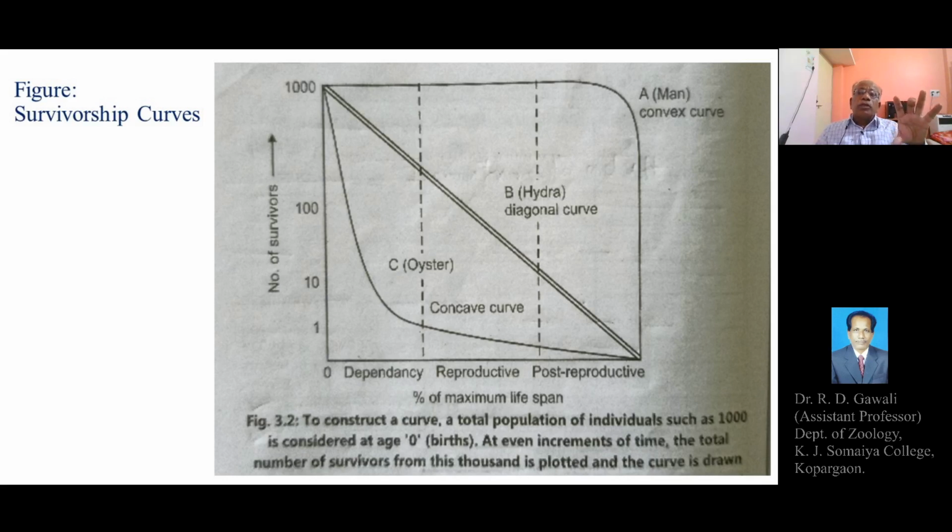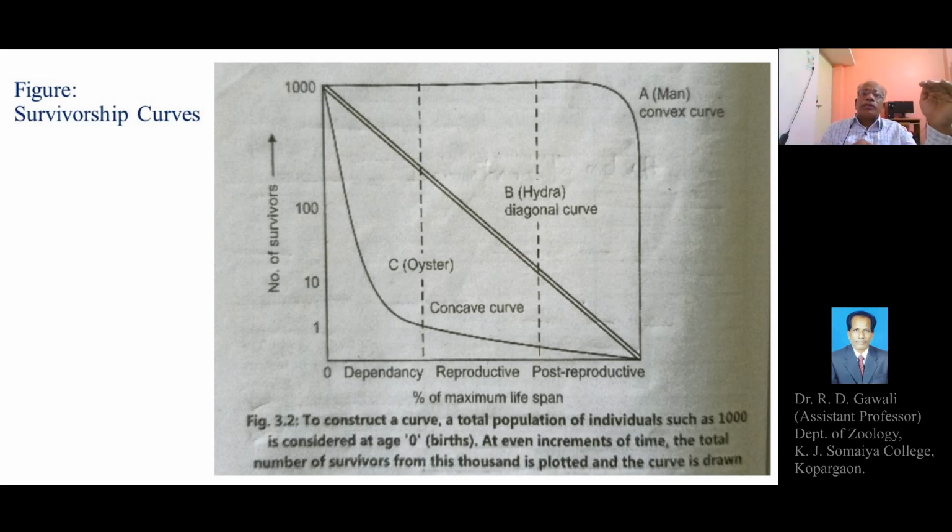For the study of survivorship curves or the survival rate, the number of individuals in the population is considered to be 1000. So there are 1000 individuals considered at age 0. Means initially there are 1000 individuals with age 0, or in the initial phase the population will have 1000 individuals which have been born.